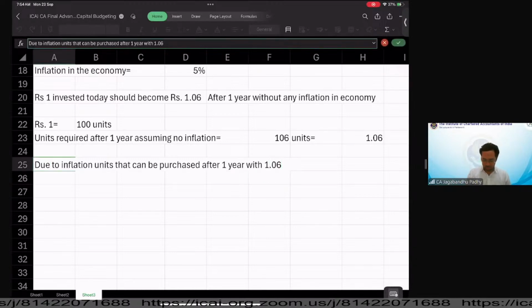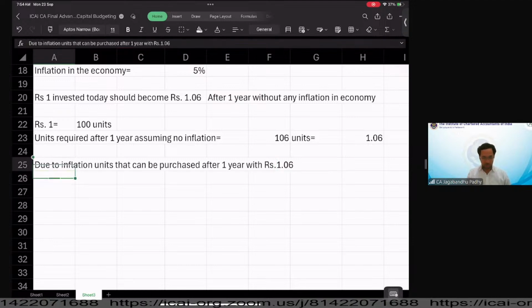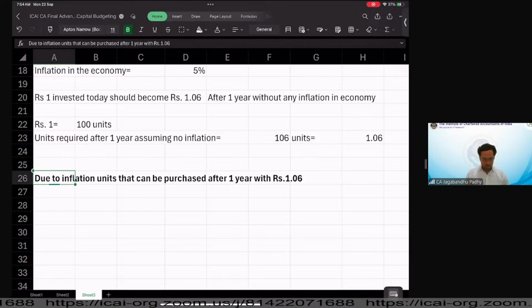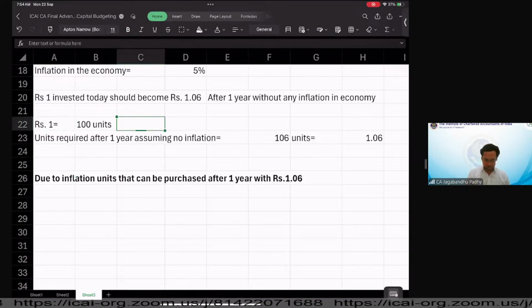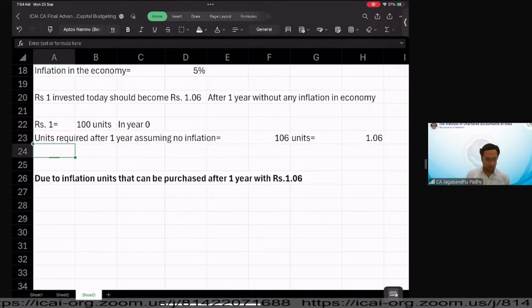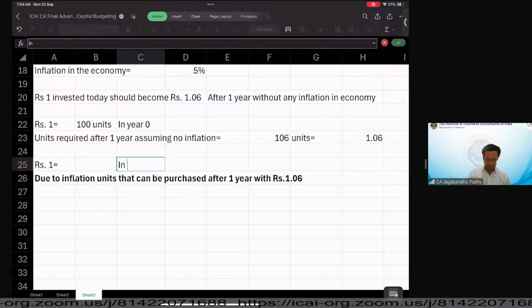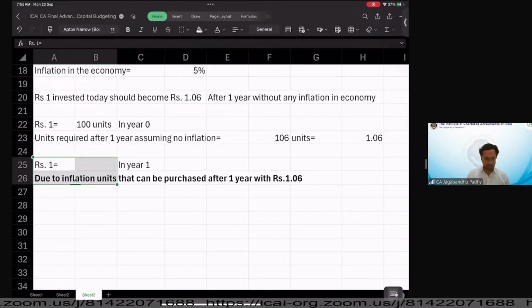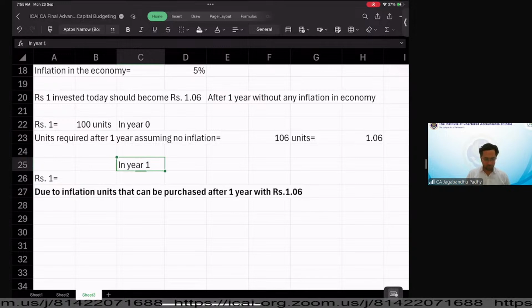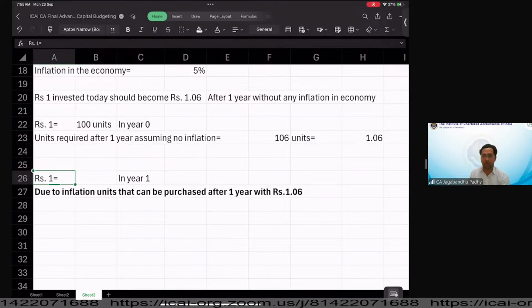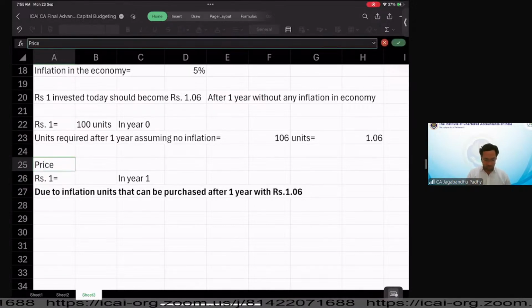Let's try to understand how much units can we really get due to this 1.06. Due to inflation, units that can be purchased will be how much? Because now 1 rupee equal to 100 units in year 0. How much is this 1 rupee going to be? How many units in year 1, guys? What will be the number of units that you can get for 1 rupee if there is an inflation? Suppose if there is an inflation, what will be the price per unit in year 1?